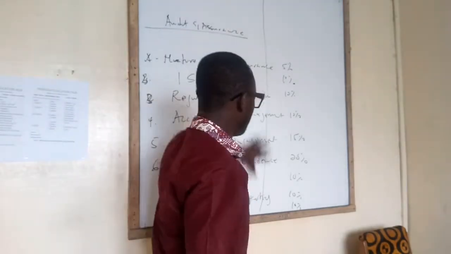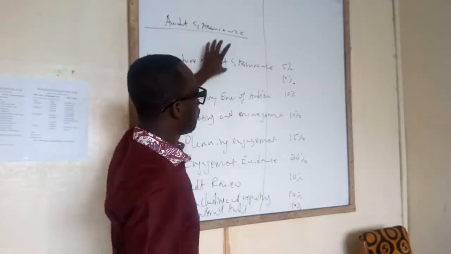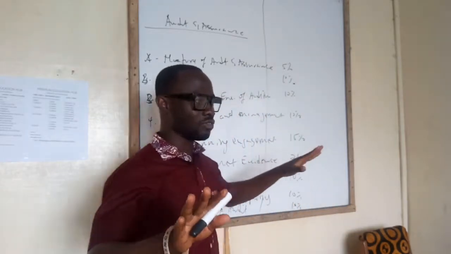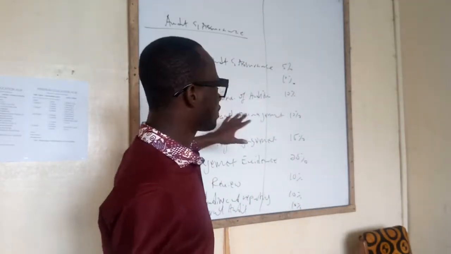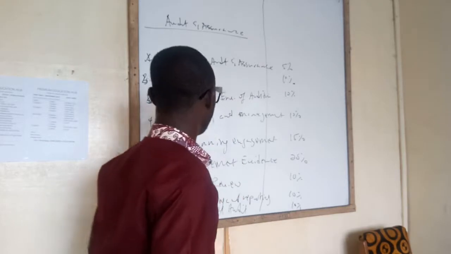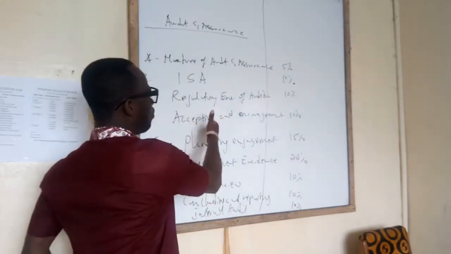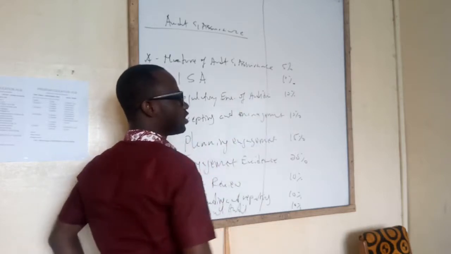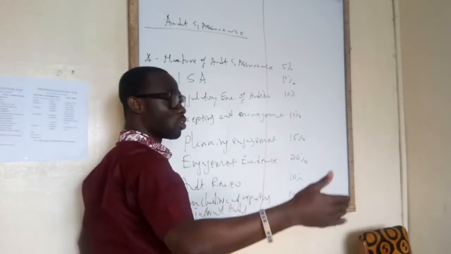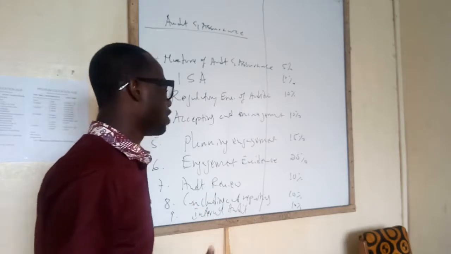So these are the things. So realize that the nature of audit and assurance is a minor area, just 5%. International standards on auditing, 10%. Regulatory environment of auditing, 10%. How do we accept and manage the audit? So what are the factors we take into consideration before accepting an audit engagement?